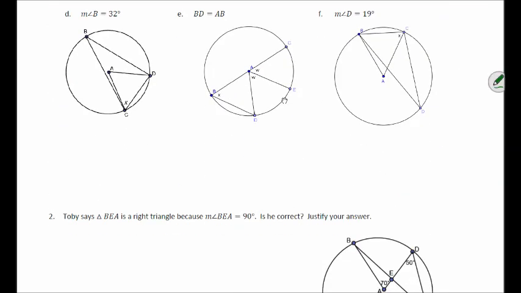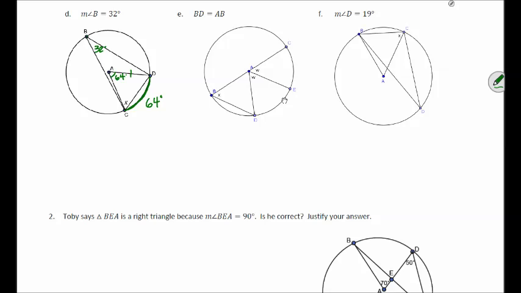In letter D, we're told the measure of angle B is 32 degrees. And this is an inscribed angle because B is on the circle, which means this arc right here must be double 32, which is 64 degrees. And now I know that angle A right here is a central angle that'll have the exact same measure as the intercepted arc, which is 64 degrees.